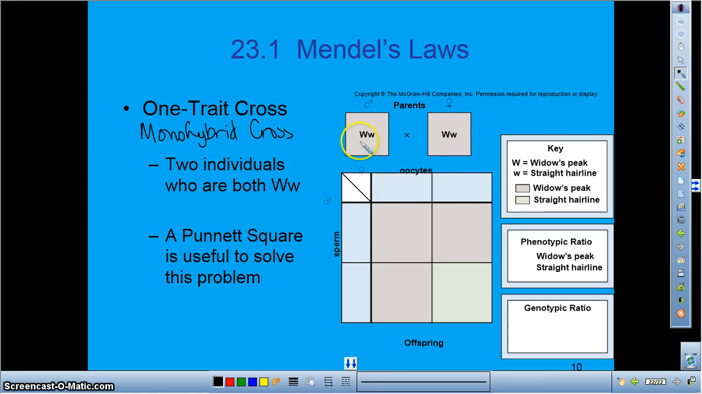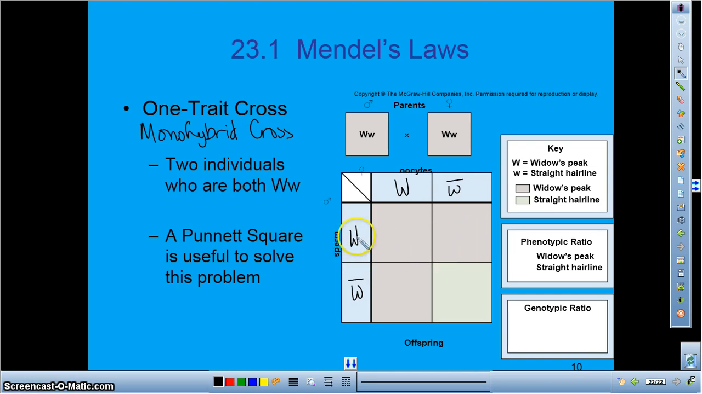So if this is what the male is, each one of his sperm is either going to give a big W or a little w to the offspring, depending on segregation. The female is the same way. Her eggs are either going to give her offspring a big W or a little w. The way that we fill in this Punnett square is like filling in a multiplication table.